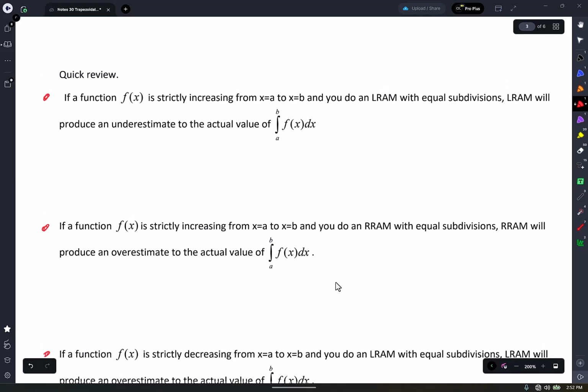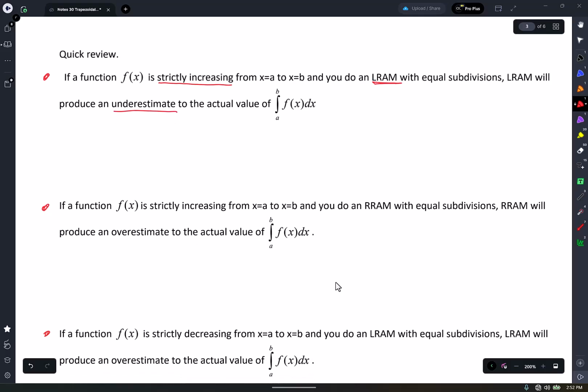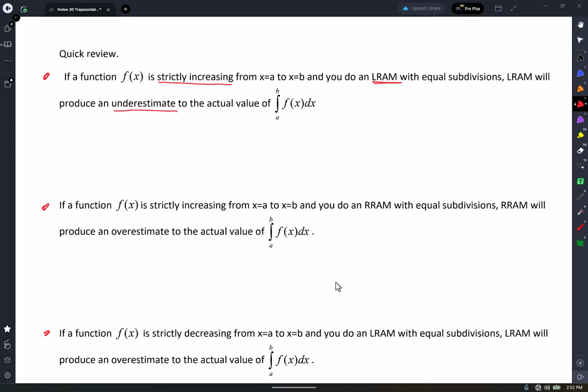So look, if a function f of x is strictly increasing, underline that, from a to b, and you do an LRAM with equal subdivisions, LRAM will produce an underestimate. Well, let's see. I'm just doing a strictly increasing concave up, strictly increasing concave down. I'm going to put 3 rectangles for LRAM, and let's see if it does an underestimate. Boom. Okay, so far so good.